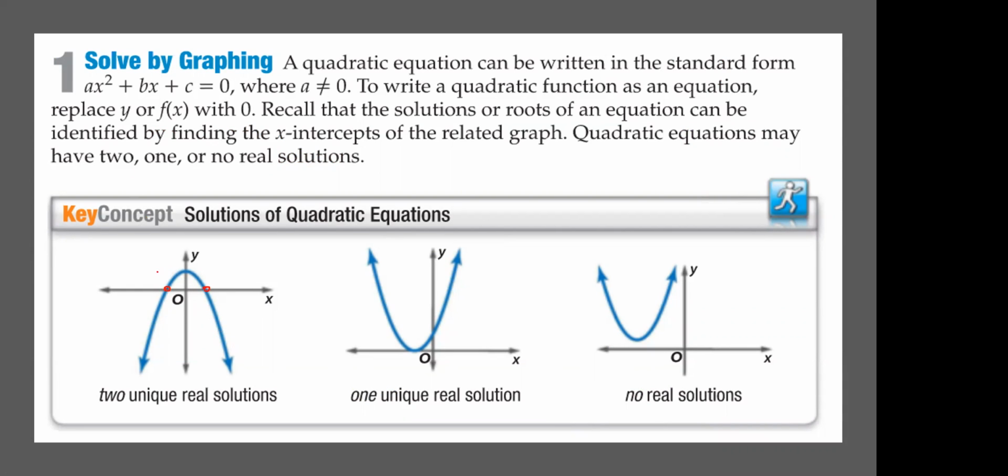So one of three things can happen. You can have two real solutions because the parabola crosses the x-axis at two different points. Another thing that could happen is the vertex of the graph is right on the x-axis, so there's only one solution. And the other thing that can happen is that your graph could never cross the x-axis. It's either above the x-axis or below the x-axis, and then it never crosses the x-axis.